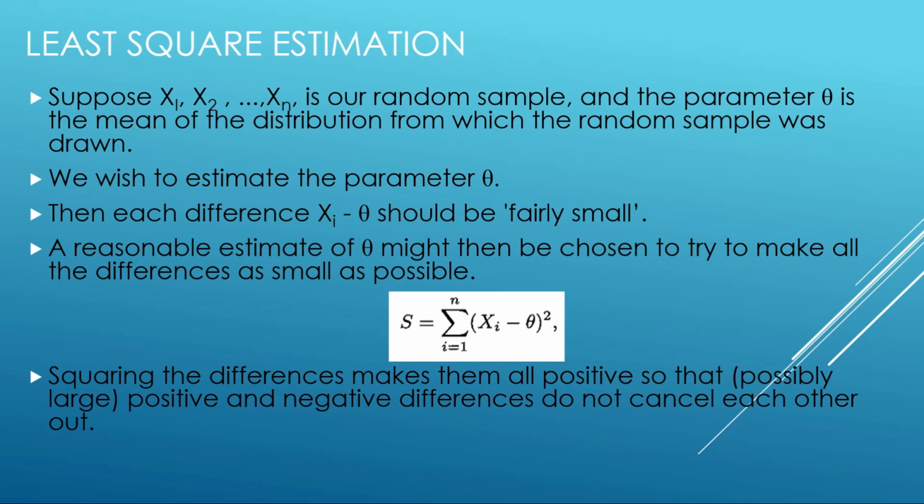Now in this lecture we will see another estimation method, which is the least squares estimation method. Suppose X1, X2 to Xn is our random sample, and the parameter theta is the mean of the distribution from which the random sample was drawn. We wish to estimate the parameter theta. Then each difference Xi minus theta should be fairly small. A reasonable estimate of theta might then be chosen to try to make all the differences as small as possible.